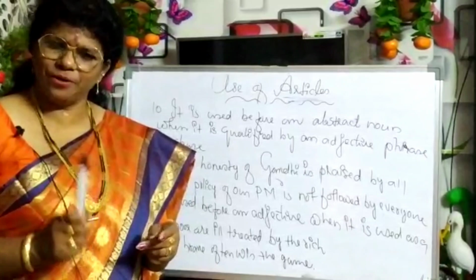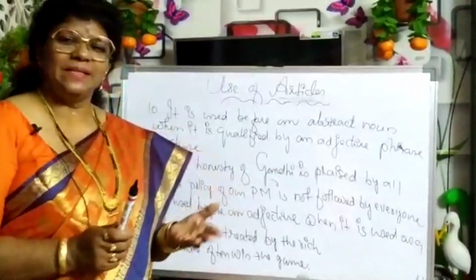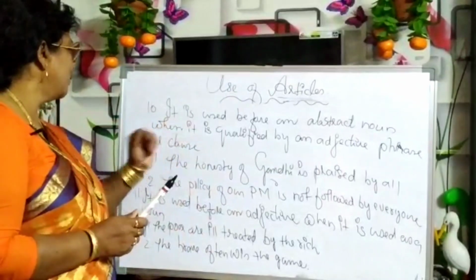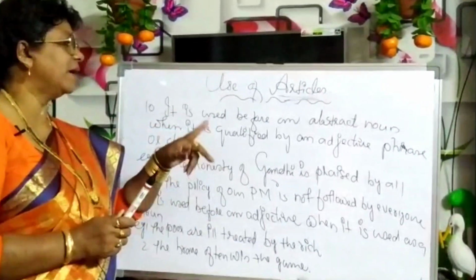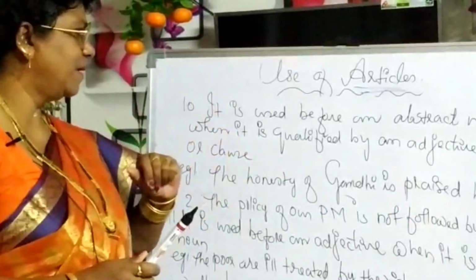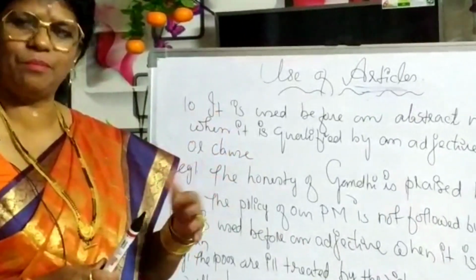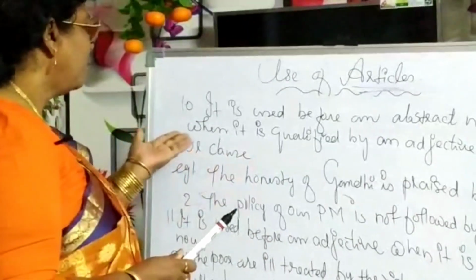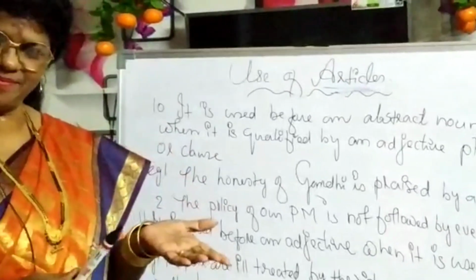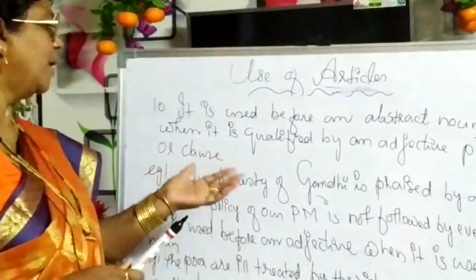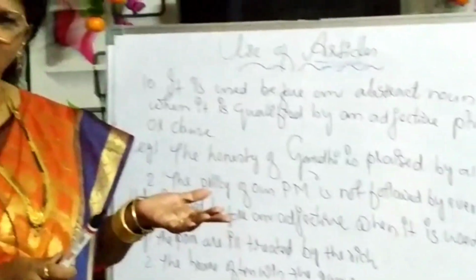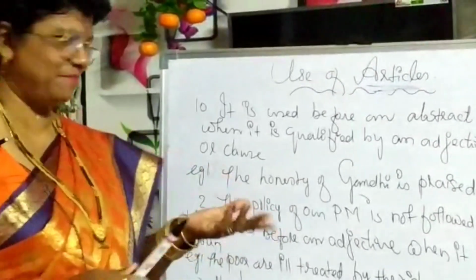Okay, fine. Are you all following me? Say after what I say. It is used before an abstract noun. Next rule. What's an abstract noun? We can feel it, but we can't see it. When it is qualified by an adjective phrase or clause. Example, the honesty of Gandhi is praised by all. Honesty, could you see? But we can feel it.